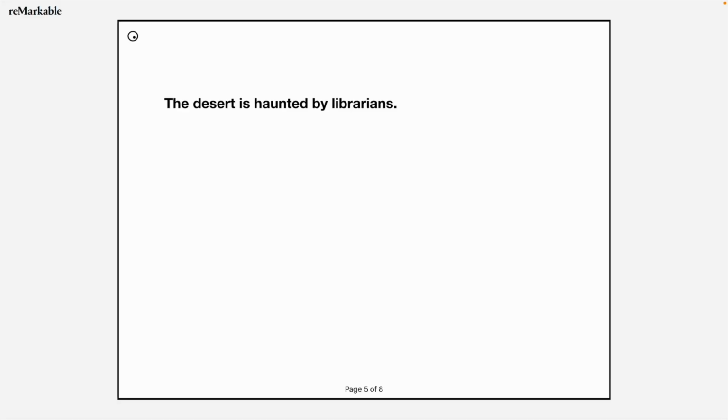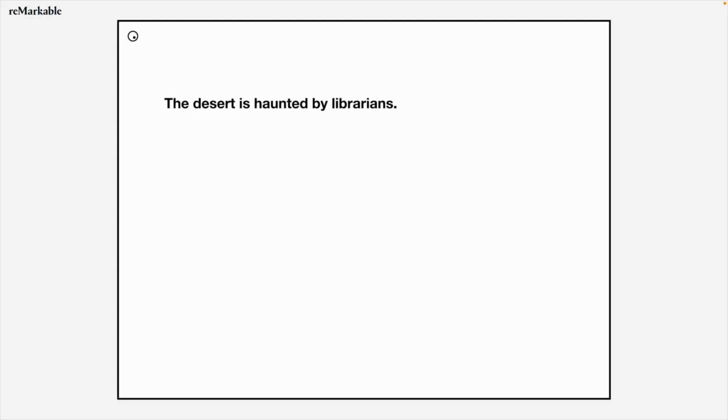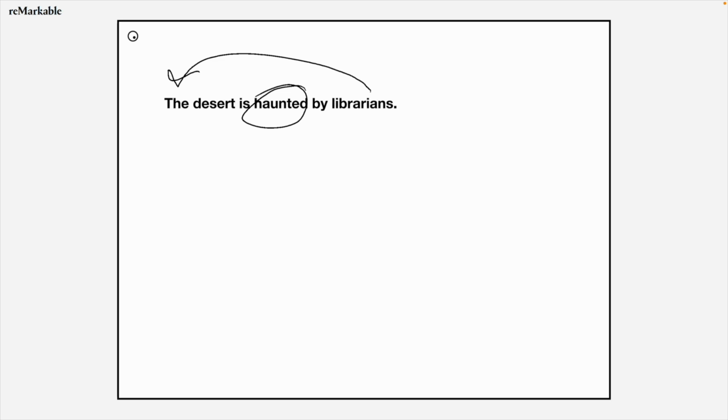The desert is haunted by librarians. How would you fix this one? Yes, good. You would say the librarians haunt the desert. The main action, of course, is haunt. Who or what is doing the haunting? The librarians.